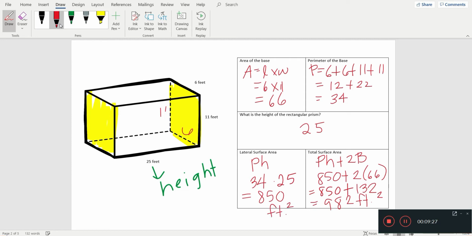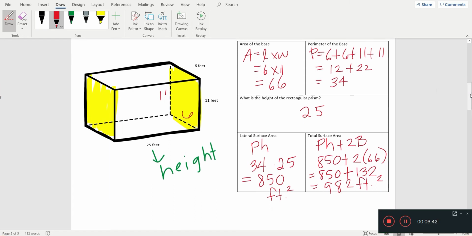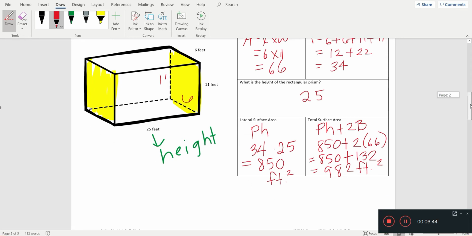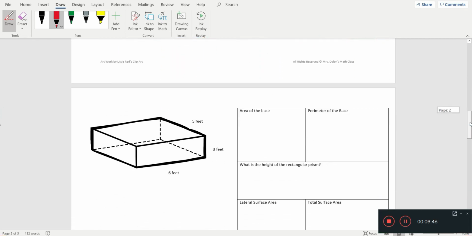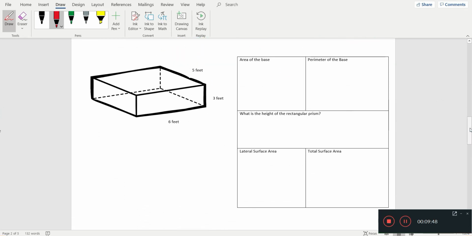Okay? So as you can see, it's easier if there's some kind of decomposing of your work than just giving the solution right away in a very disorganized way. So I like this kind of table where you solve the total surface area and lateral surface area.